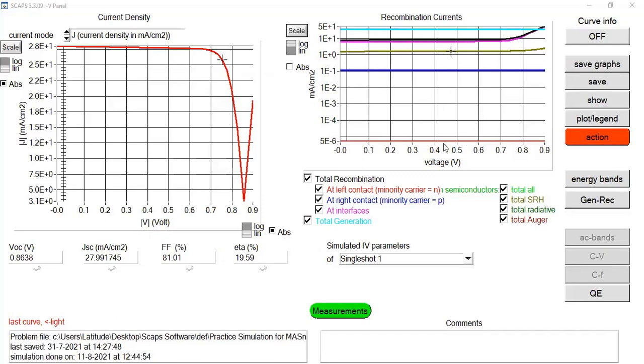And when we talk about recombination currents, we know that there can be recombination defects and recombination currents, and over here are all the parameters that have been shown. You can see that the red lines are at the left contact, minority carrier. Due to minority carriers, the recombination currents are over here, and for the p-type carriers, the majority carriers, the recombination currents are mentioned over here, and the same for interfaces and other parameters.